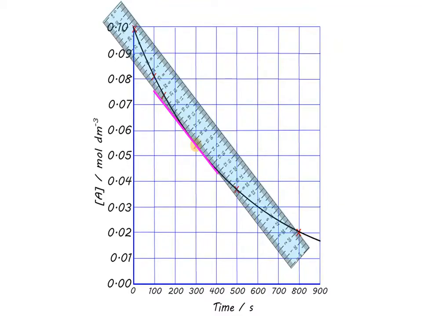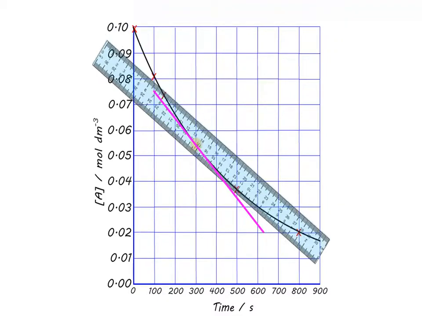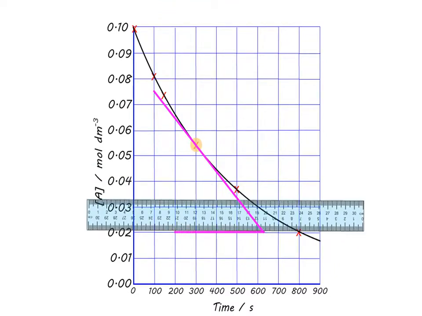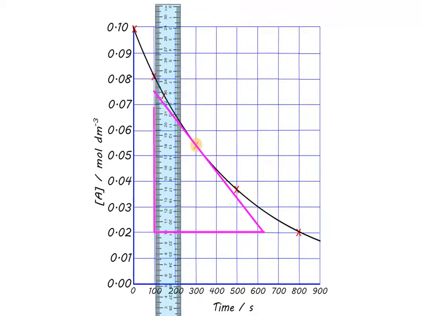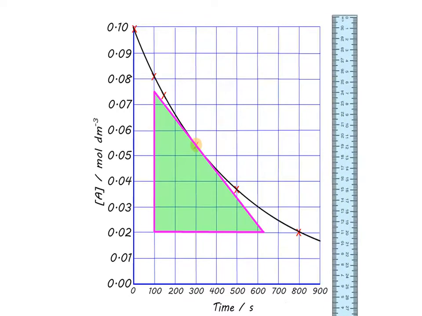You then use this tangent as the longest side in a right-angled triangle. Generally, the larger you can draw the triangle, the more accurate the gradient calculation. You then use the scale of the graph to find the dimension of the vertical side of the triangle.